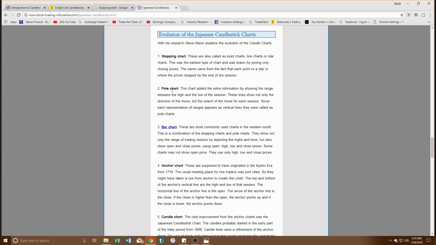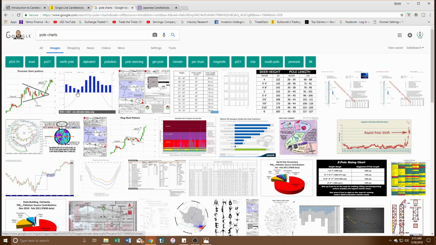Number 2, pole chart. This chart added extra information by showing the range between the high and the low of the session. These lines show not only the direction of the move, but the extent of the move for each session. Since each representation of range appears as vertical lines, they were called pole charts. And these were pole charts right here.